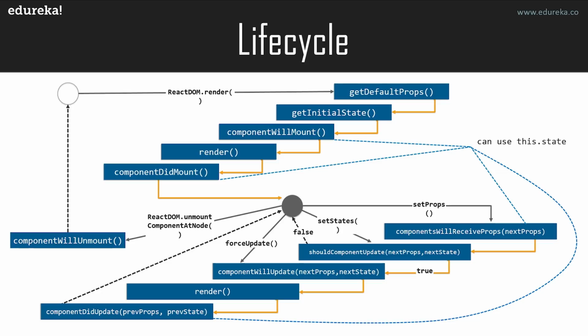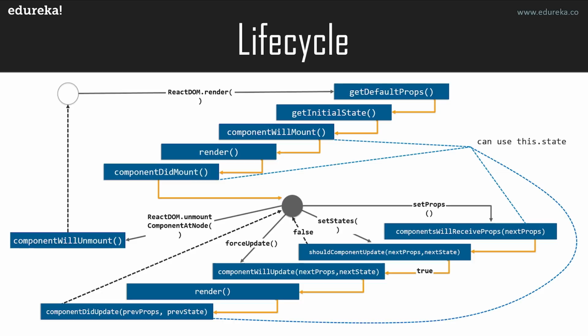As I mentioned, all these methods are always called in a predefined order. So if you write a method, for example get default props and component will mount, you should understand in which order they will be called. First get default props will be called, and then component will mount. Once the initial phase is done, props can change the state, and then we have the update phase, where different methods could be called: component will receive props, should component update, component will update, render, and component did update. These are the different methods in the update phase.